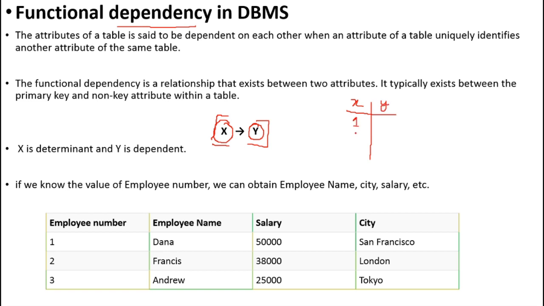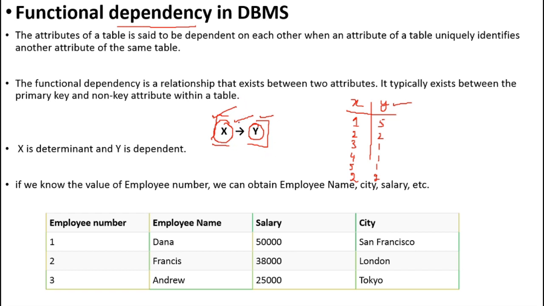Let's suppose I have two columns X and Y. X has all these entries, and Y has some random entries. Whenever we say that X is determining Y functionally, that means whenever we are given X, we will be able to find Y from the table. We don't have to functionally compute Y. This is not any computational sign.